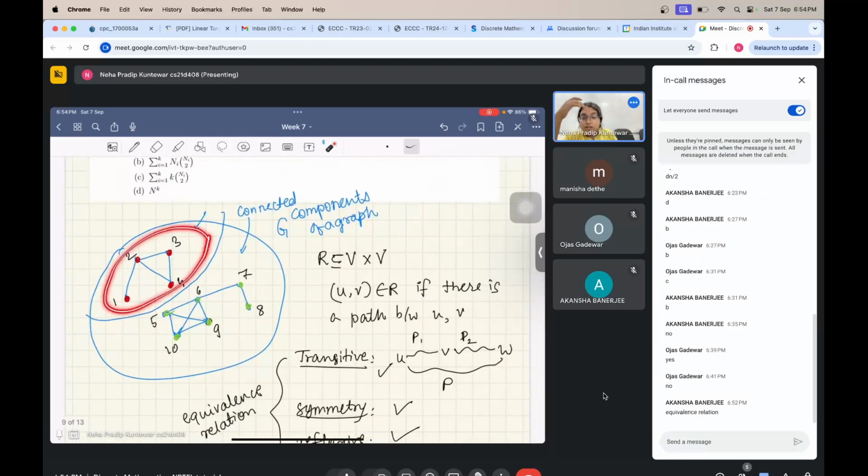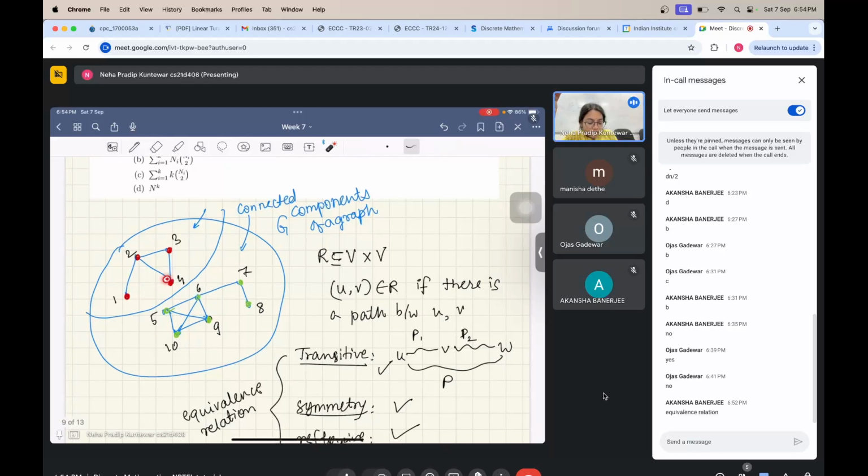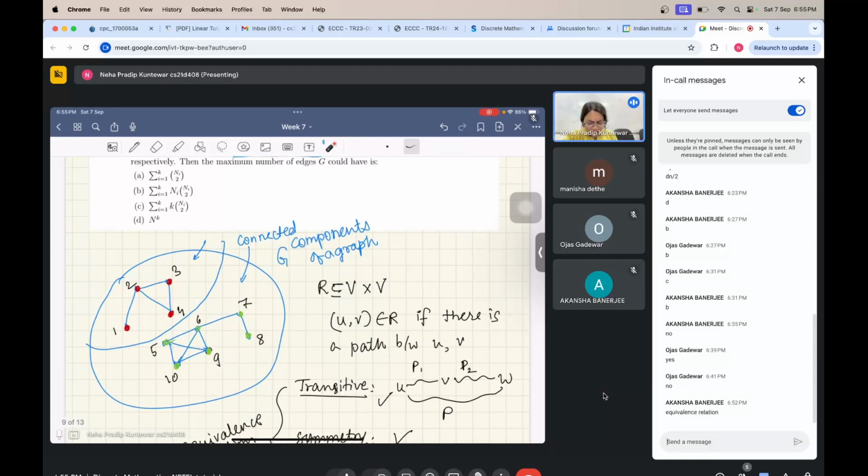If you look at any two vertices in this cluster, they are always going to be connected, and if you look at any two vertices across the clusters, then they are never going to be connected. So there is an underlying relation in action. I just wanted to bring that out, but that is not important for the question as such. I hope that helps you connect two things. So that is what connected components are for us.